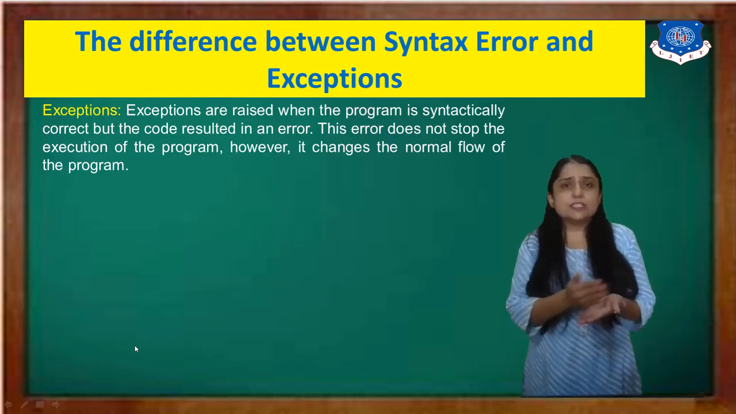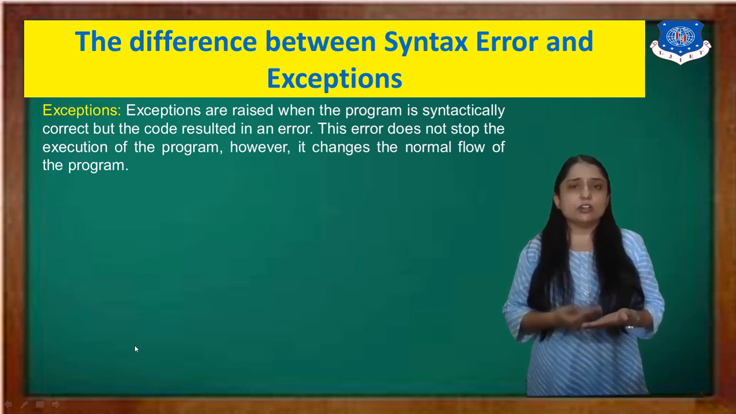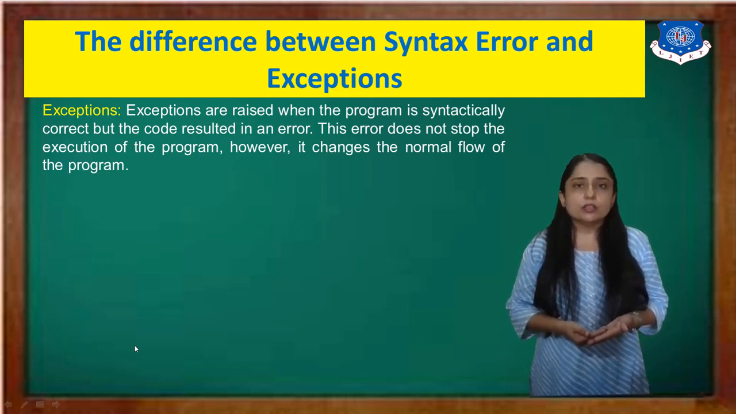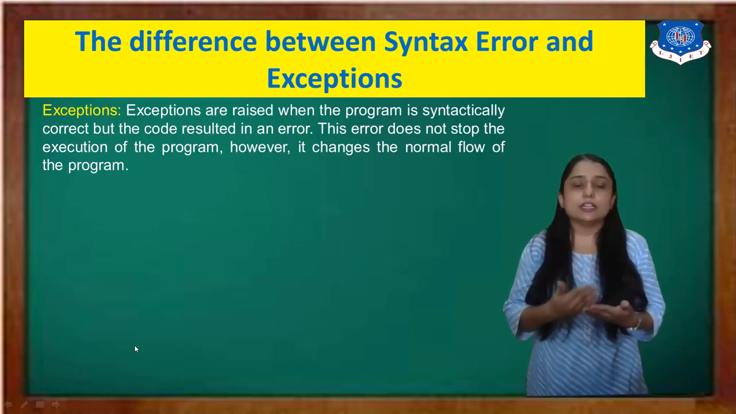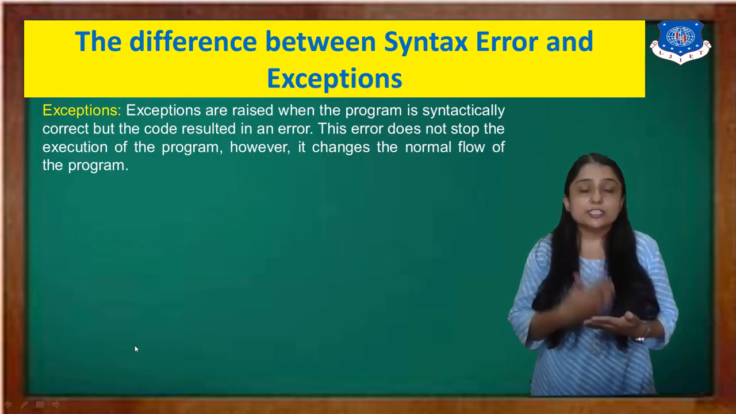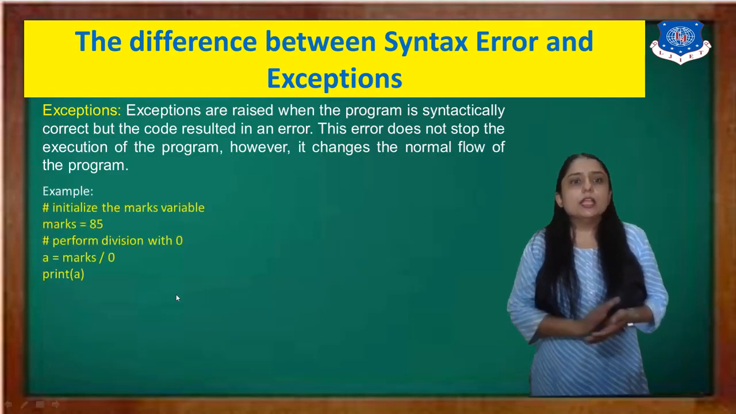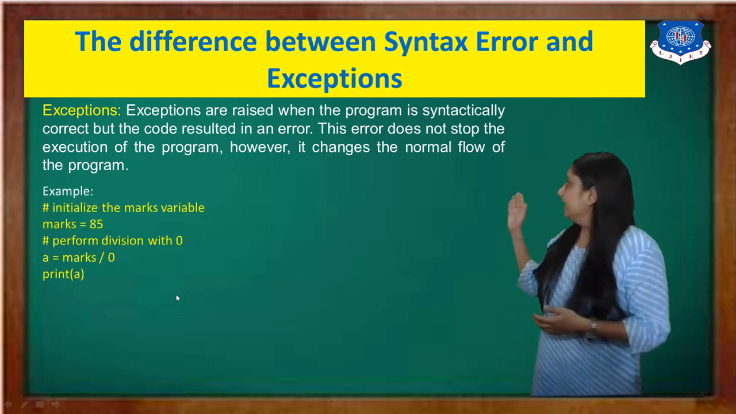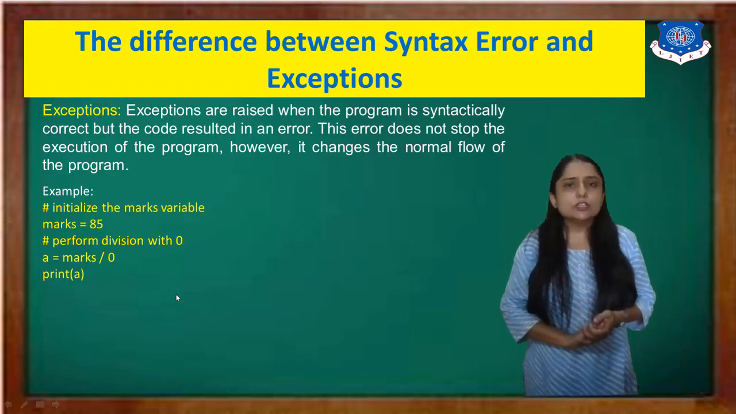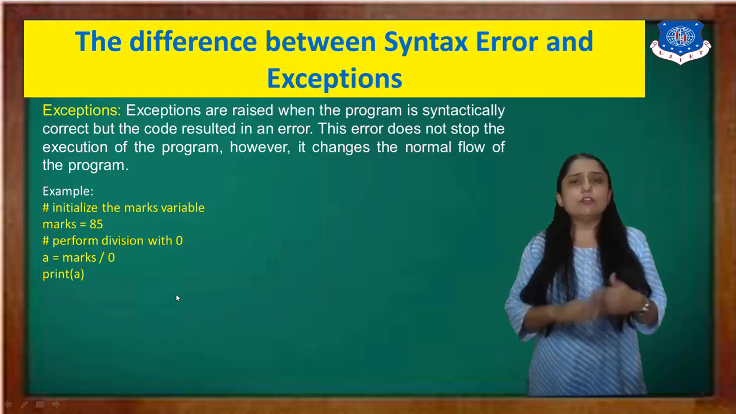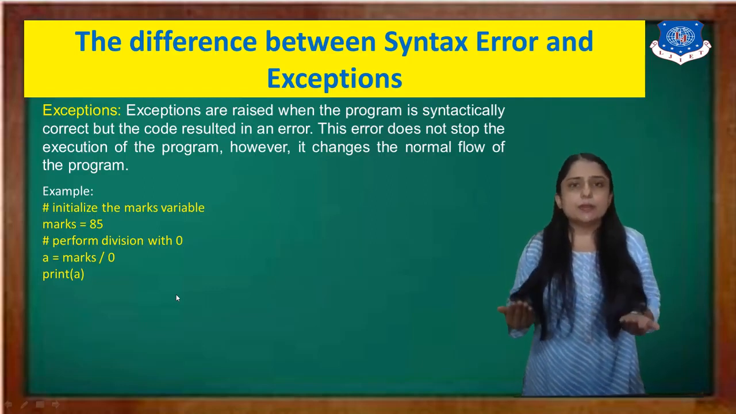But in some instruction, something like this: in Python we know that we cannot divide anything by 0. The syntax is perfectly fine, but this will give you an error, and that is known as an exception. It's not a syntax error. I'll give you an example. Here, we initialize some variable, for example marks, and the value is say 85. Now I want to do some division. I'm writing a equal to marks divided by 0.